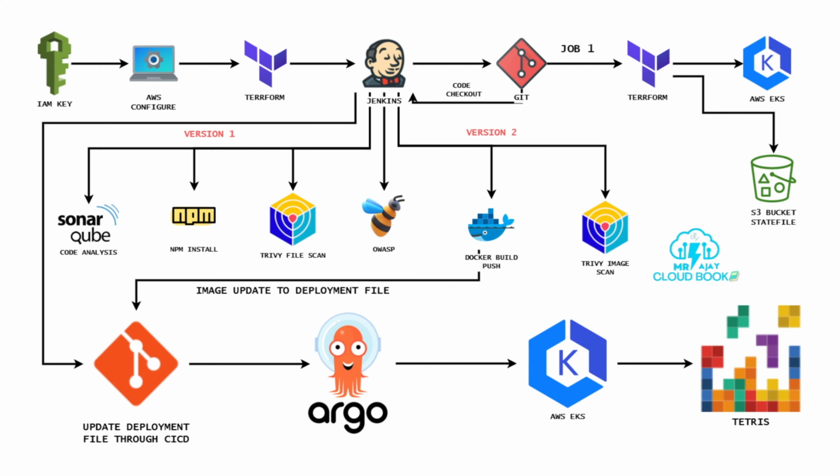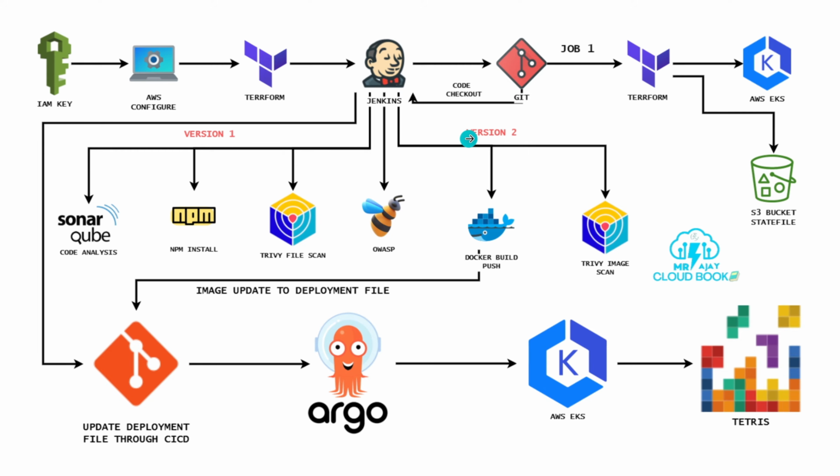Whenever you want to update your application and move on to the next version, you again go through this whole process. You will scan the code completely using SonarQube, install dependencies, scan the files, scan the image, and do the OWASP dependency checks, and everything for the second version also. So we are going to create 2 versions of the Tetris game in this particular video. In the first version we are going to create Tetris version 1, and in the second build, third job. So this is the first job for EKS, the second job for version 1, and the third job for our version 2.